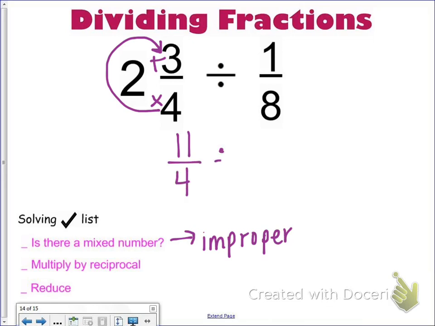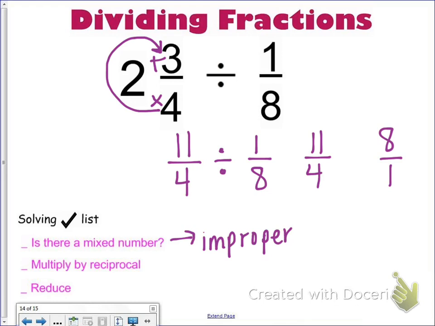So now we have 11/4 divided by 1/8. So again, with the song, dividing fractions, it's easy as pie. You flip the second and multiply. So we keep the first fraction the same. We are not going to change that at all. So we have 11/4. And then you flip the second.